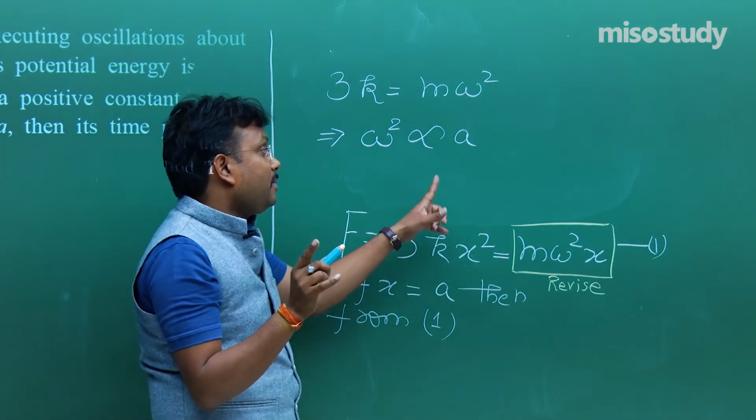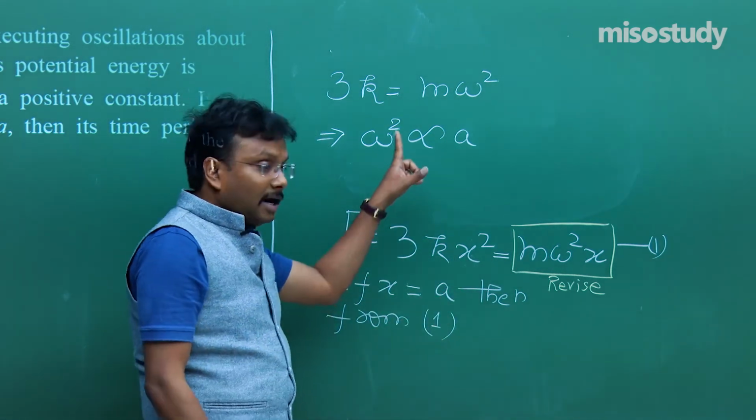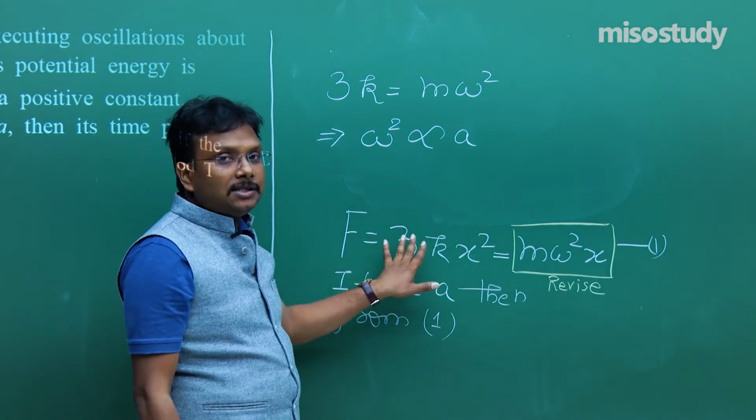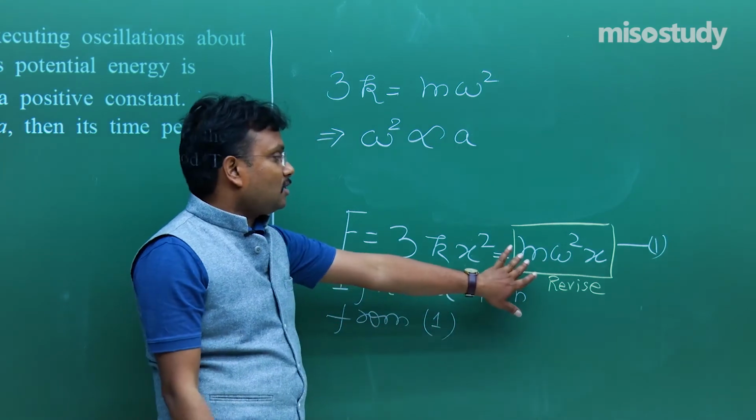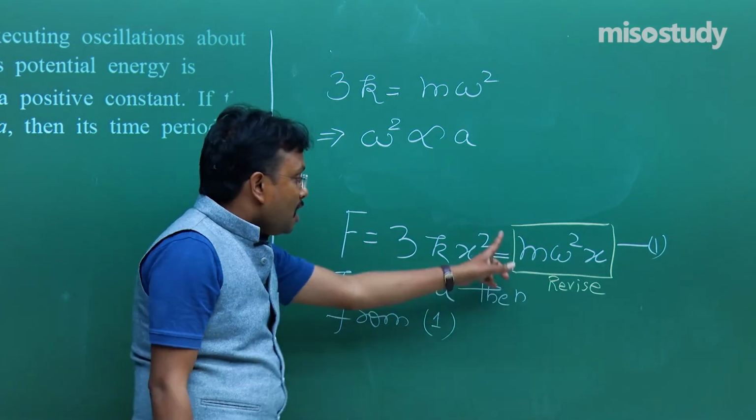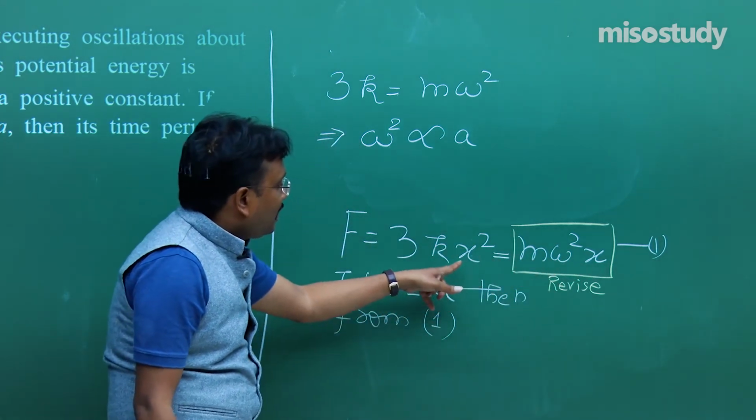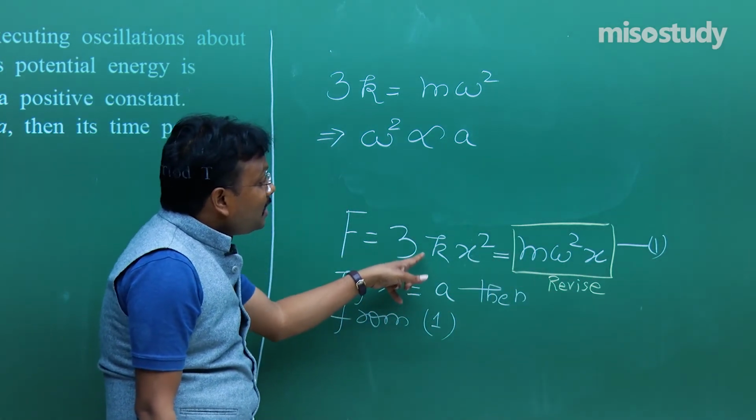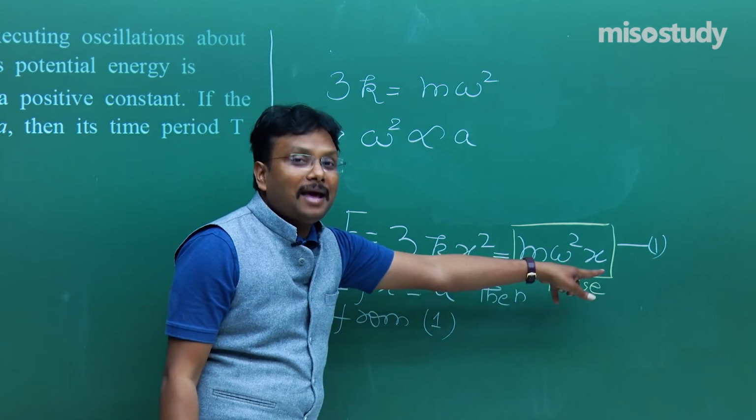Now this problem is slightly different from this approach. Reason being, and that is why I mentioned, 3, k is constant given in the problem, mass is given in the problem. So ultimately x cancels, basically it is going to give you 3kx is equal to m omega square x.